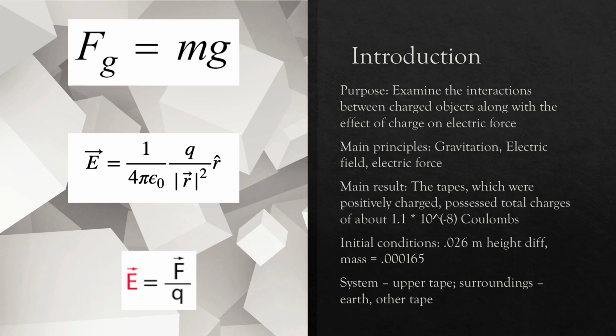The initial conditions, there aren't many, but it's mainly that there's about a 0.026 meter height difference between the tape that was floating and the tape that was underneath it, and the mass was about 0.000165 kilograms. I should have included units there. So the system here is the upper tape that's being floated, and the surroundings are, of course, the Earth and the other tape, most notably exerting a charge on it. As we can see, we have the gravitational formula here, the electric field formula here, and the electric force, which you can rearrange to get that the electric force is just equal to the charge times the field.